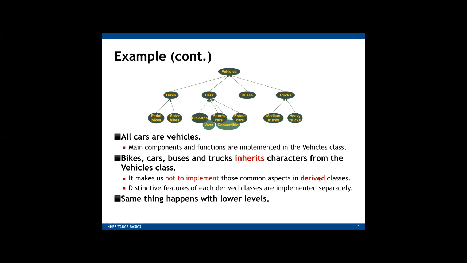The new classes, such as bike, cars, buses, and trucks, are known as derived classes. These derived classes are created from another class. In this example, they are created from the vehicle class, and we call this vehicle class a base class. So bike, cars, buses, and trucks are derived classes, and vehicle is a base class because there is an inheritance relationship between these classes.